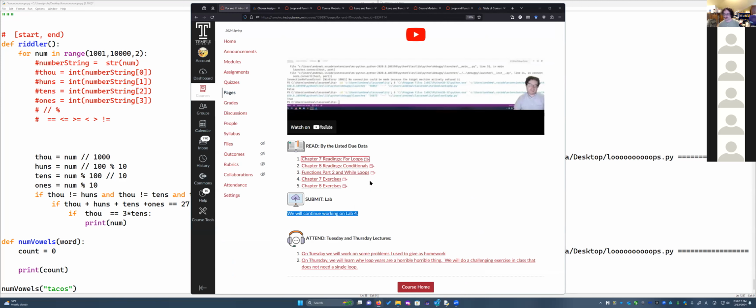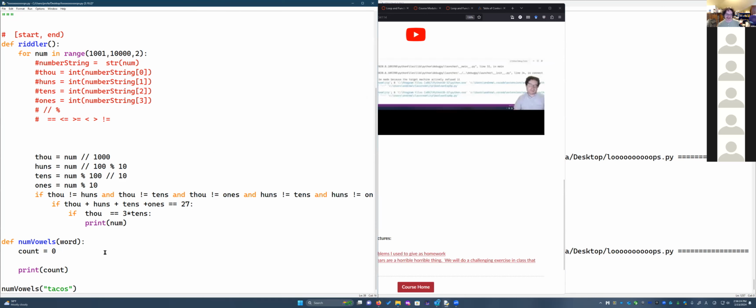Before that panics you, it's basically everything you need to learn to do for loops and turtles. Okay, so let's go back to this. How do we solve this particular problem?